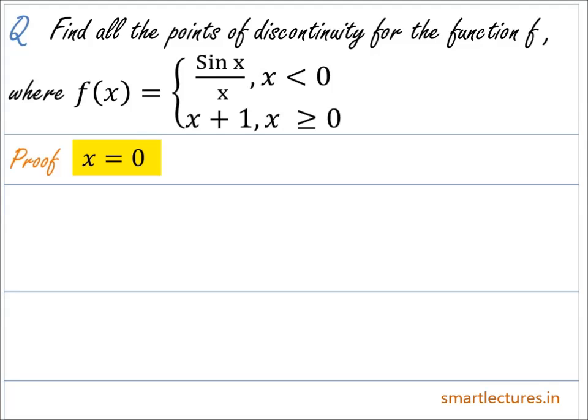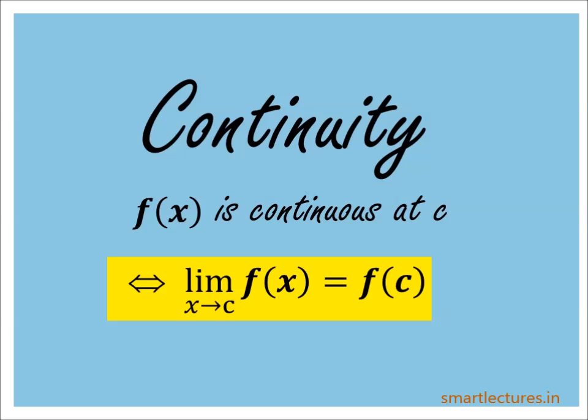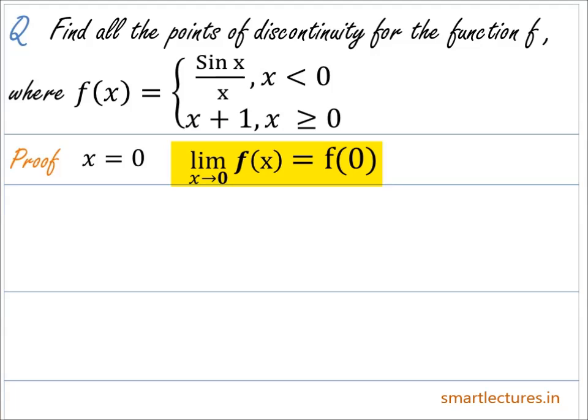And now let's check the continuity of the given function in the third and final case. And here x is equal to 0. Again, it will be continuous at the point x equal to 0 if and only if its limit at the point x equal to 0 is equal to the value of the given function at the point x equal to 0, or f of 0. Or in other words, if and only if limit x approaches 0, f of x is equal to f of 0.